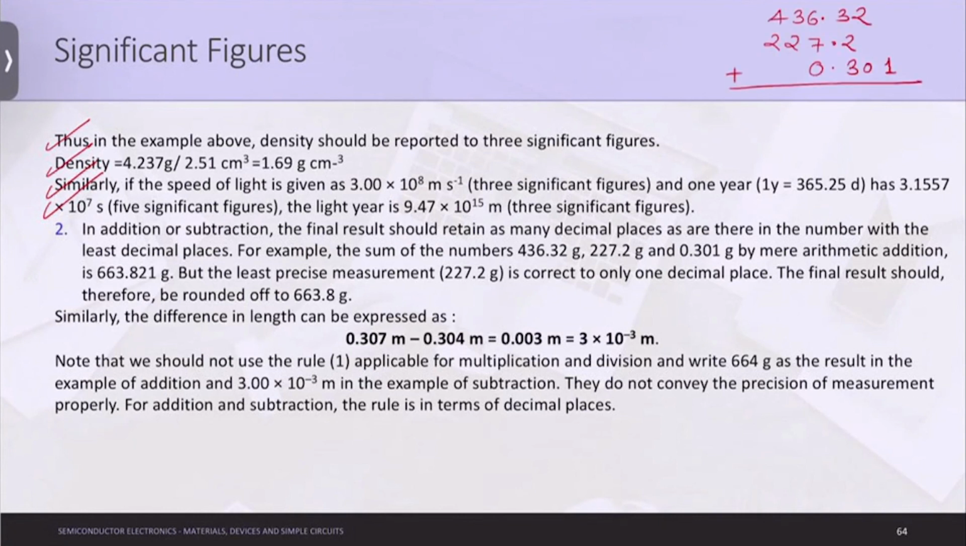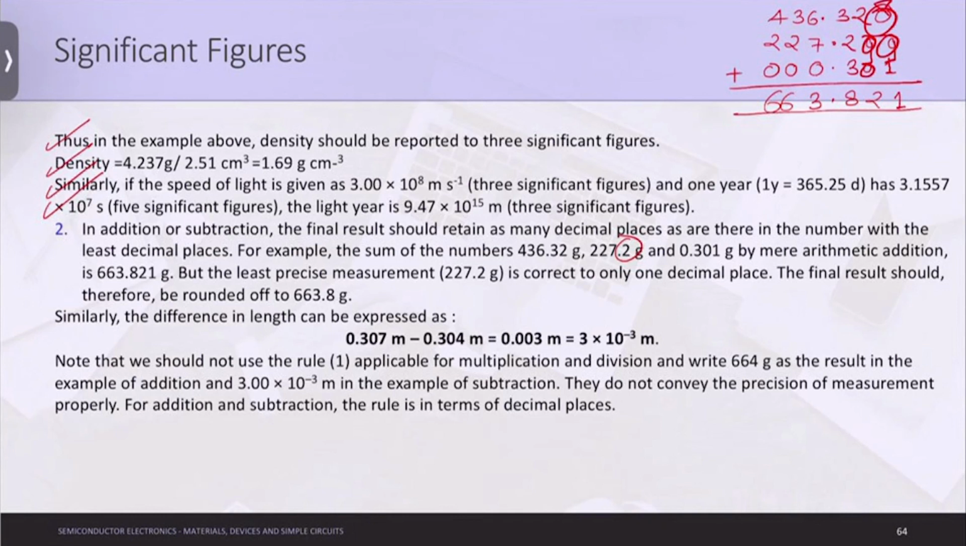So when you add normally, we add it like this, 320, right? You will get the answer as 663.821. Okay, but the least precise measurement is only up to the first decimal place. You don't know the exact answer, you are just predicting that these are 0. What if this is 99? What if this is 8? What if these values are not known?